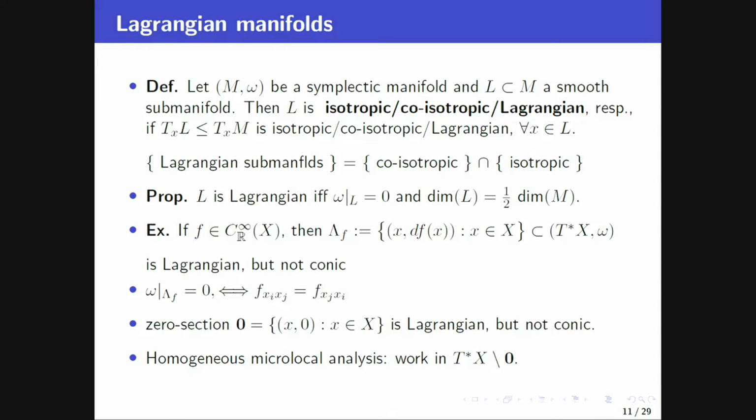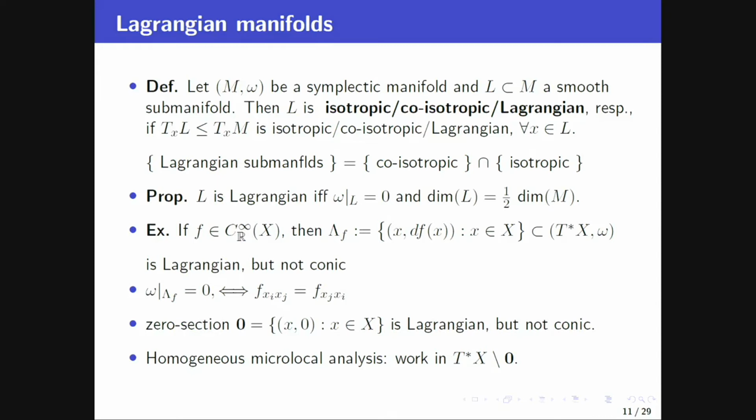But given a manifold, how do we check it's Lagrangian? The easiest way is the following. We're going to check the dimension has to be 1/2 of the dimension of the mother space, and the omega should be vanishing on L. Yeah? So it's easier to check. That's how we check a manifold is Lagrangian. So let's apply it for this example.